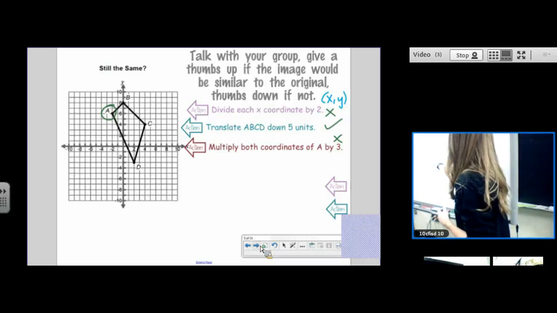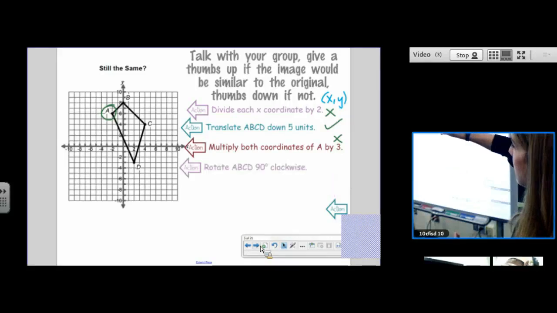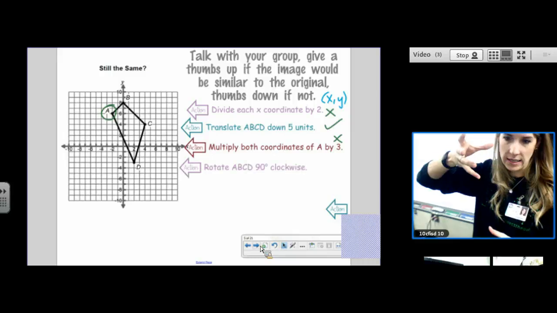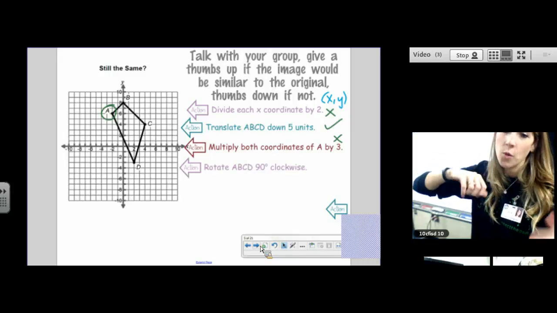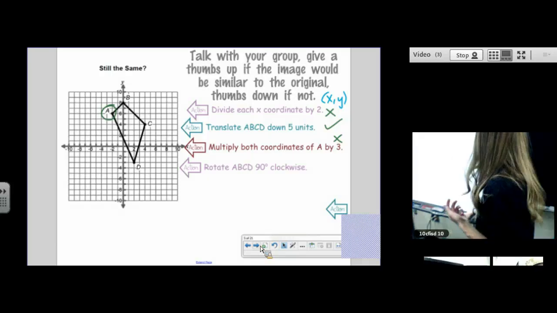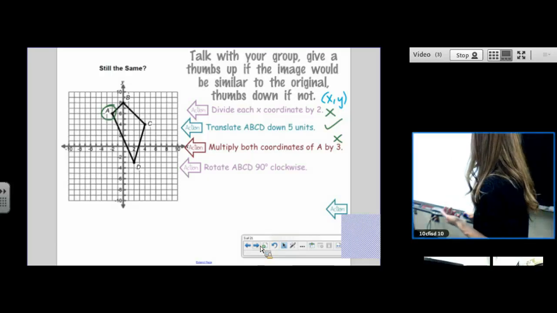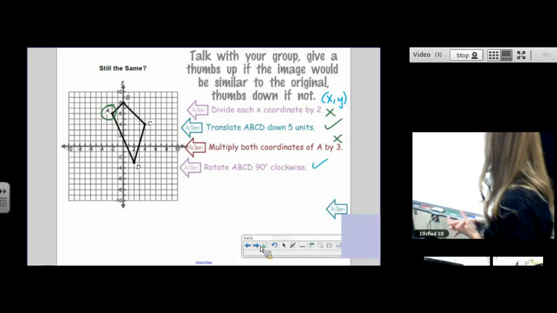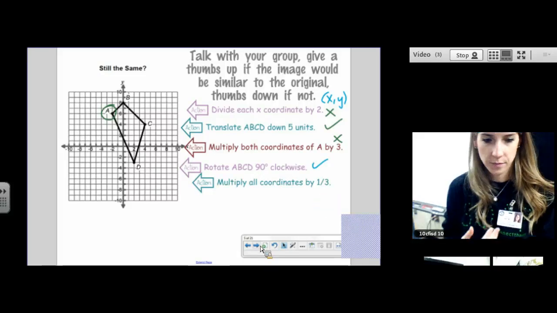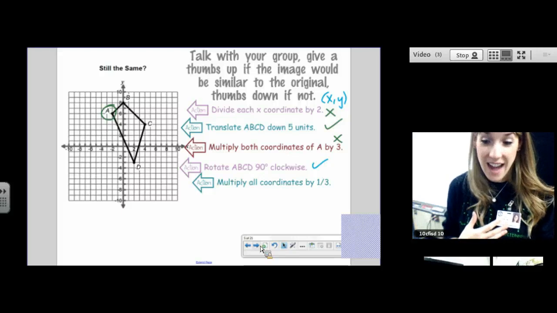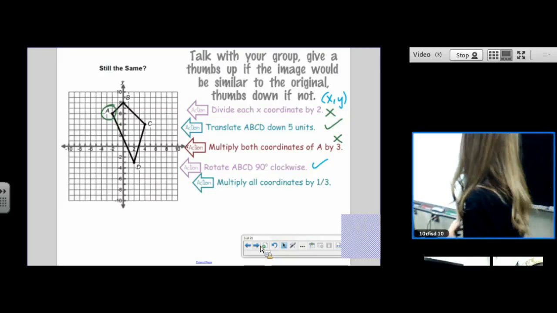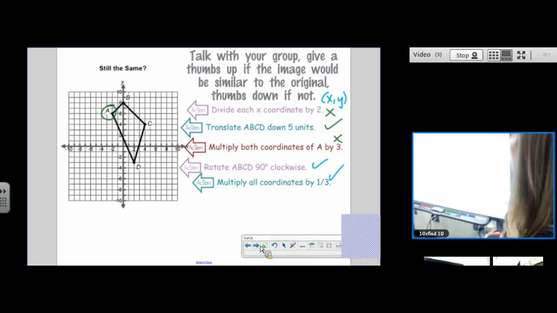Let's just go through these quickly. Rotate ABCD 90 degrees clockwise. We're going to get a congruent figure. And we already said congruent figures are similar figures. So check. Last one. Multiply all of the coordinates by 1/3. That is called a dilation. And dilations always produce similar figures. Okay? So there we go.